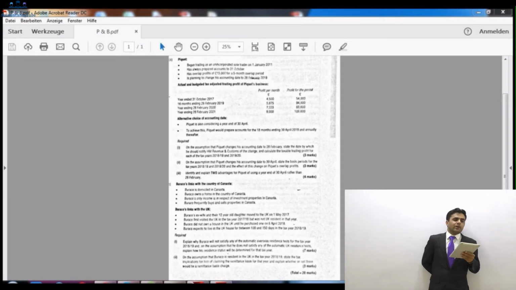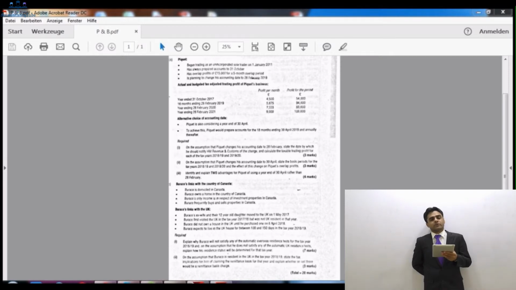So always read the requirement first, what the examiner is asking. In this question, it says that on the assumption that he does not satisfy any of the automatic UK resident tests. If there is an assumption, just believe the examiner. You do not have to test whether he satisfies the automatic UK resident tests or not. You will not gain any marks explaining automatic UK resident tests.